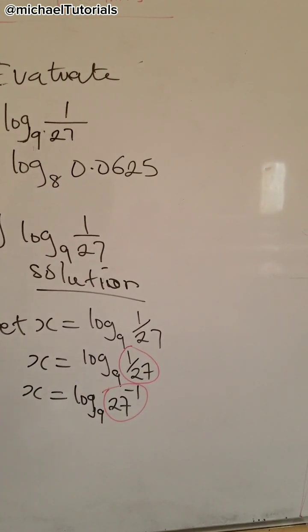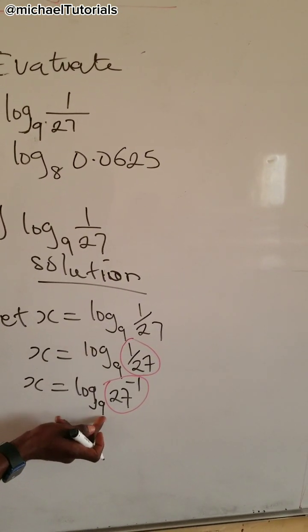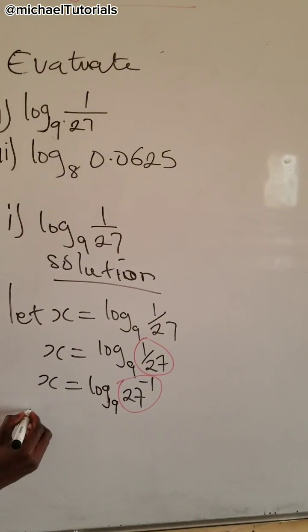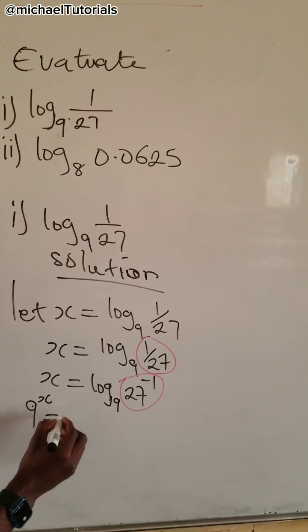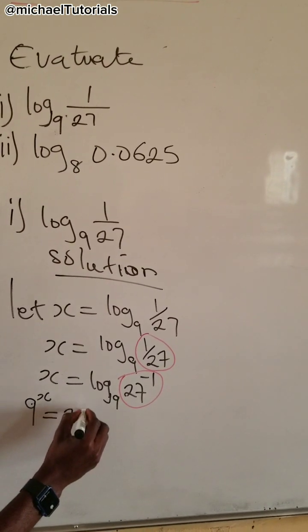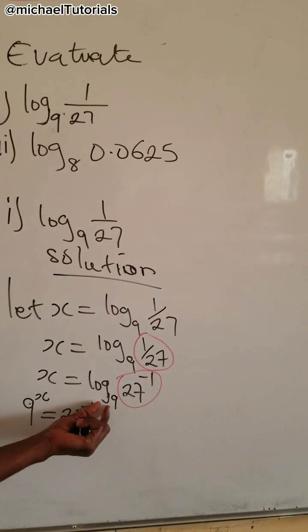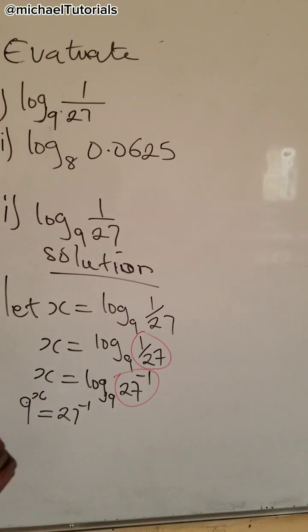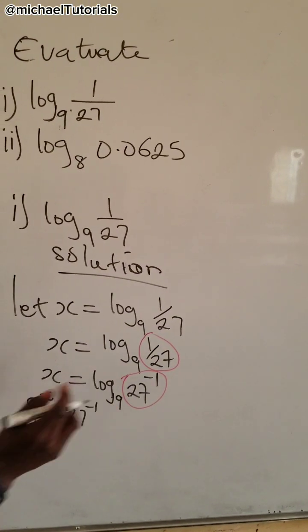Now, let us do it. In the previous class, you know that when we have something like this, this base will come to this side to raise this up, which will give us 9 to the power of x is equal to 27 to the power of minus 1. That will eliminate the log. Now, let us go on. We have 9 to the power of x and 27 to the power of minus 1.